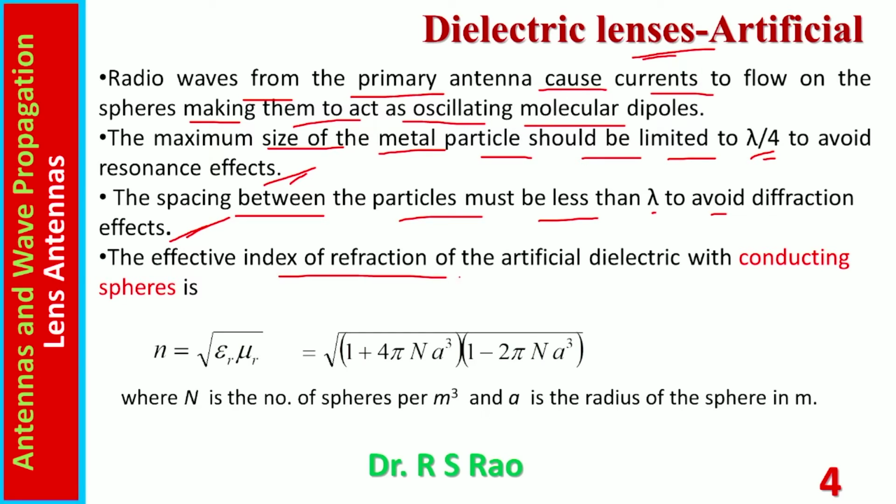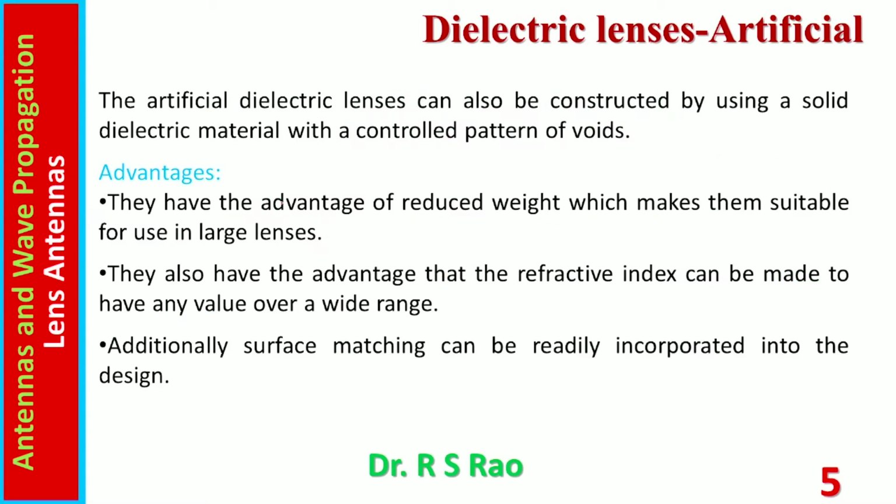Effective index of refraction of artificial dielectric with the conducting spheres is given by square root of (1 plus 4 pi n a cube) multiplied by (1 minus 2 pi n a cube). Here n is the number of spheres per meter cube. a is the radius of a sphere in meters.